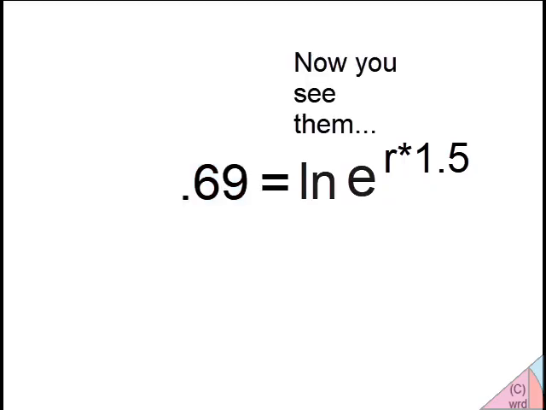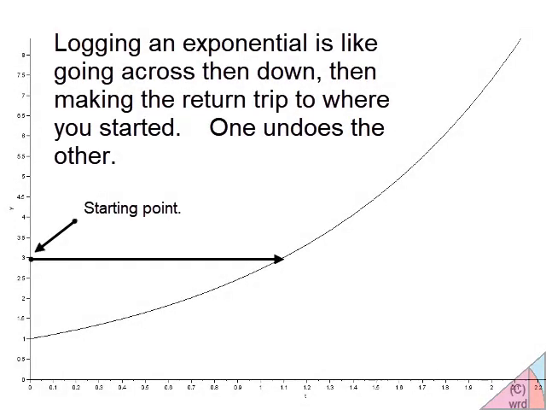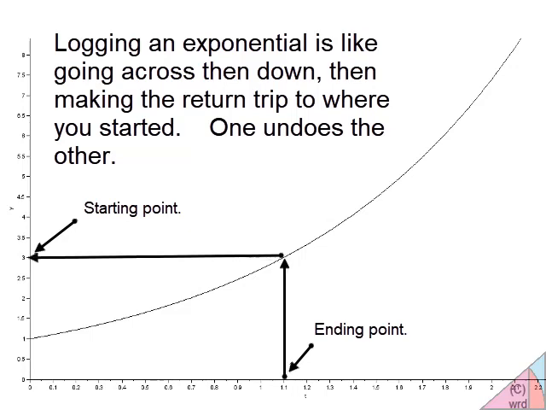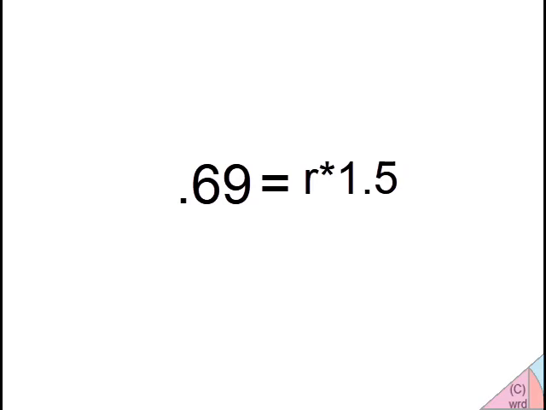Why did logging E make both disappear? It was like taking a trip across and down on our universal growth curve, then back up and back across along the same path to where we started. This 0.69 is now sitting across the equal sign from our rate and time of 1.5 hours, and we are safely back in 8th grade.